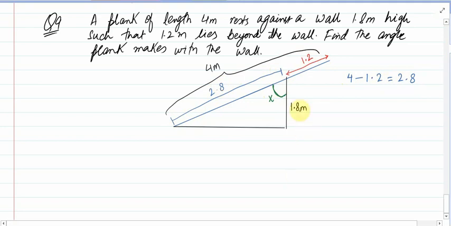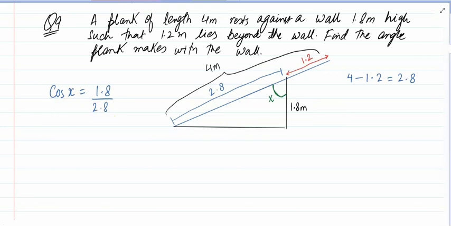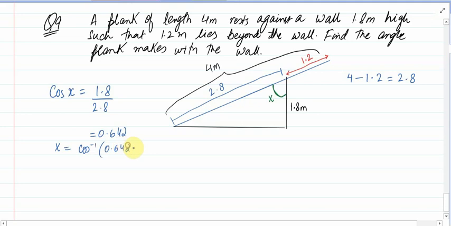Now it is very easy, you can apply cos here, so it will be cos of angle x is equal to adjacent divided by hypotenuse, right? So 1.8 divided by 2.8, it's 0.642, and then you need to do cos inverse of 0.642, so it's 49.99. You can say that the angle x is 50 degrees, right?